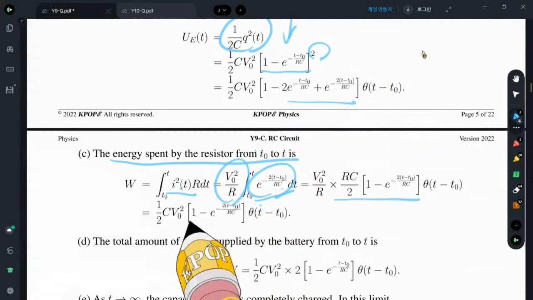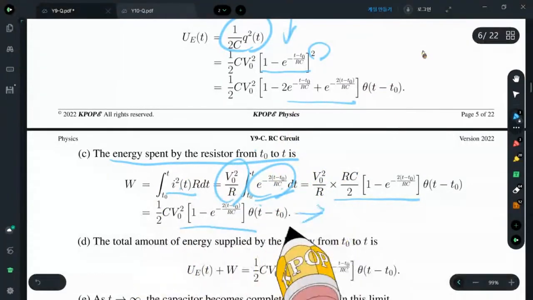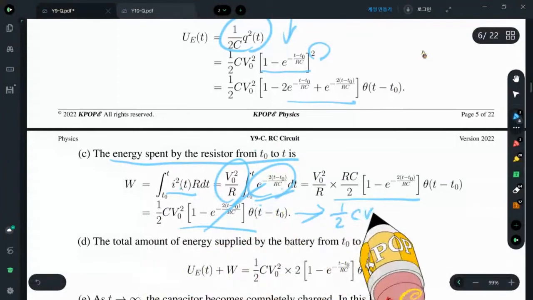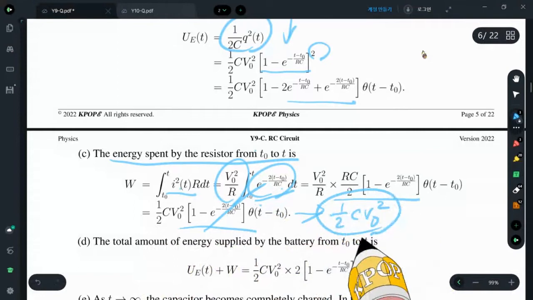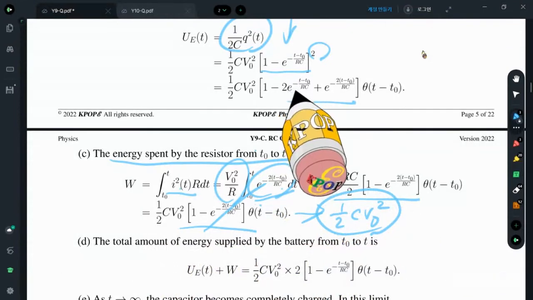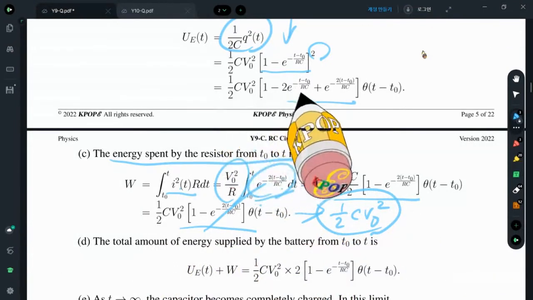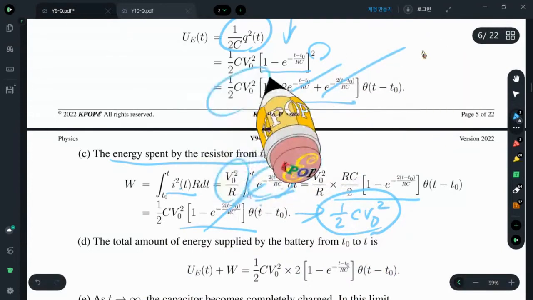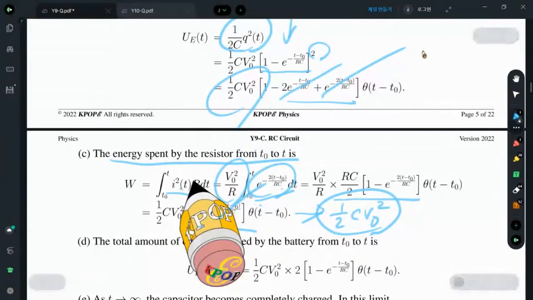As t goes to infinity, what's that? It approaches this one, this one disappears. As t goes to infinity, it is 1/2 C V0 squared. Here, as t goes to infinity, what happens? This one disappears. This one is also C V0 squared. Okay.